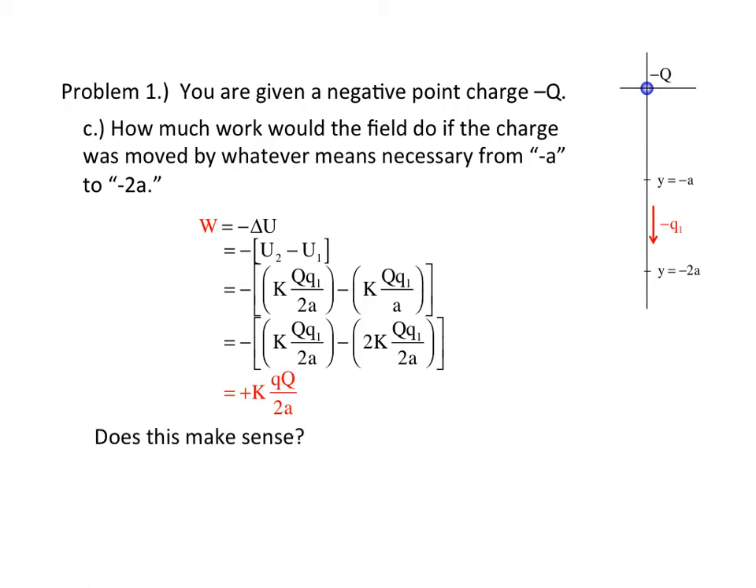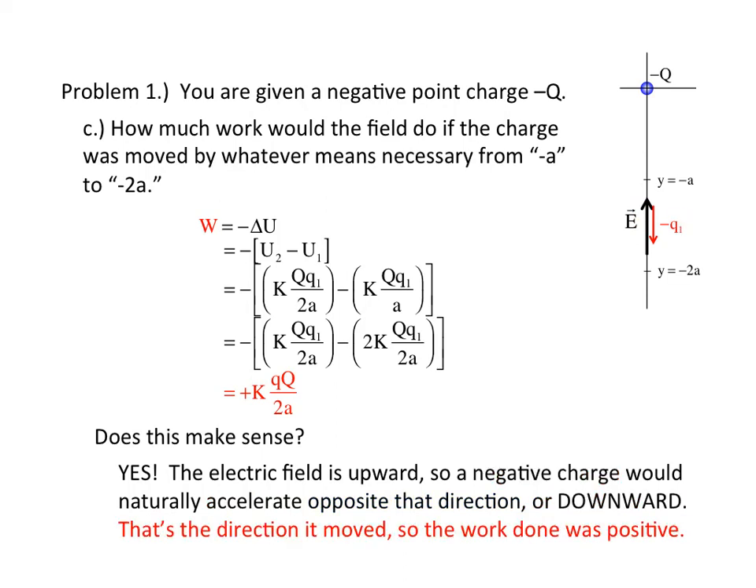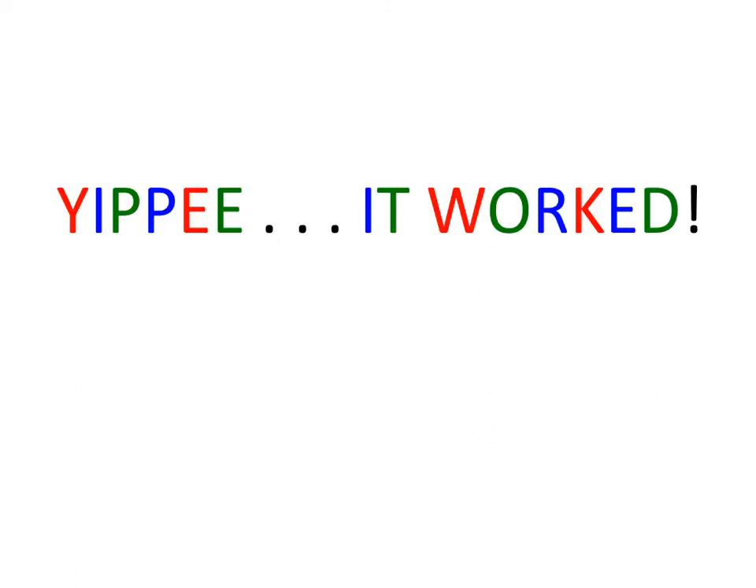Does this make sense? Why? Yes, it does. The electric field is upward. If you put a positive test charge here, it would be accelerated toward the negative field producing charge. Negative charges accelerate opposite the direction of electric fields, which is to say it would naturally accelerate downward if you had a negative charge, which is what we're dealing with. As that's the direction we're moving in, you would expect the work that the field would do would be positive, which is exactly what we're seeing here. In short, it would appear that the theory is working just fine.